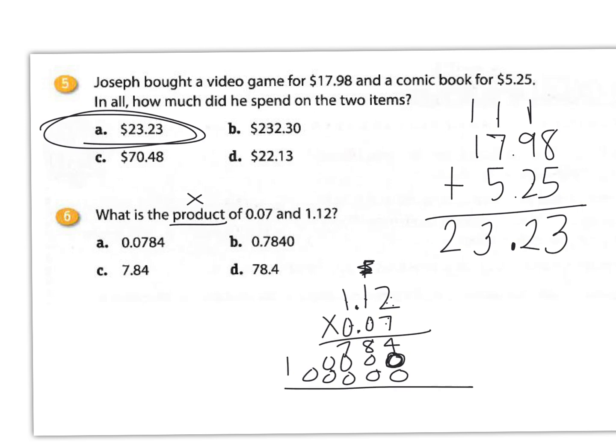So if we add those all up, we get 784. Well, remember, we got to go back. We have 1, 2, 3, 4 decimal places. So we're going to go 1, 2, 3, 4. We can put that 0 in there. So then we have 0.0784, which is A.